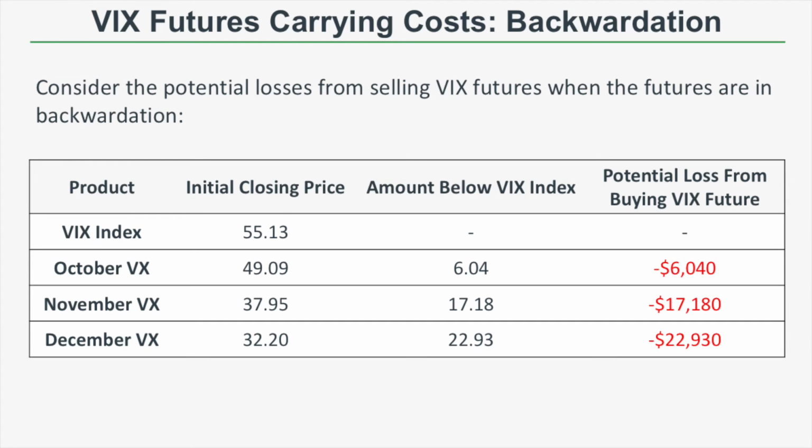In other words, if the VIX index stays right at 55.13 through the October VIX future settlement, that October VIX future will go from 49.09 to 55.13. And since you're short that contract, you'll lose 6 points and 4 cents. Since the contract multiplier is 1,000, that 6.04 loss translates to a loss of $6,040. So where I'm going with all of this is that there's a cost associated with making the obvious volatility trade.